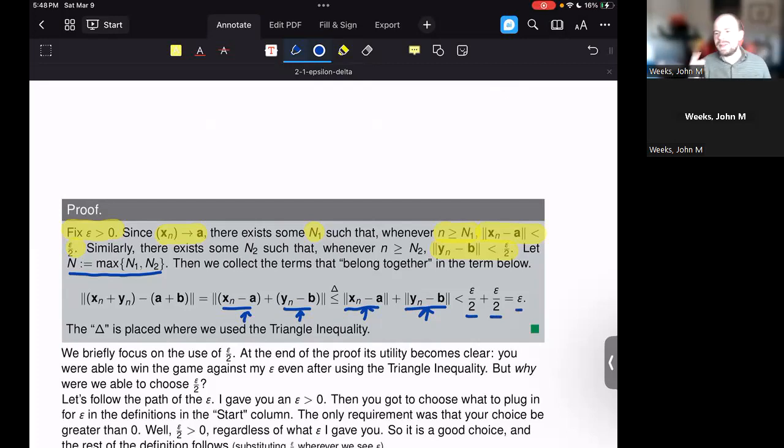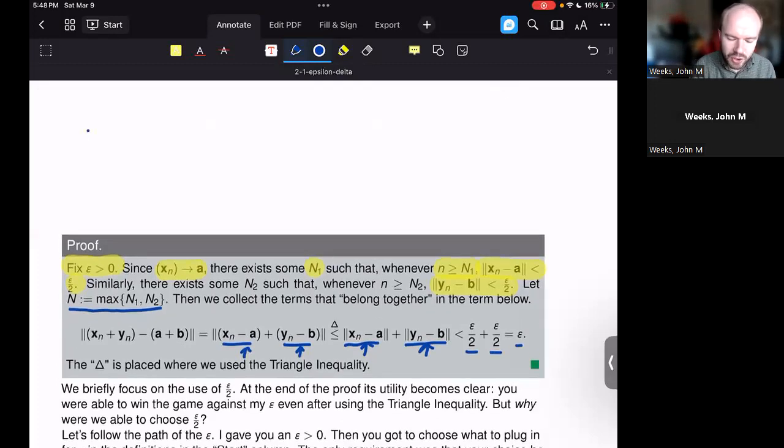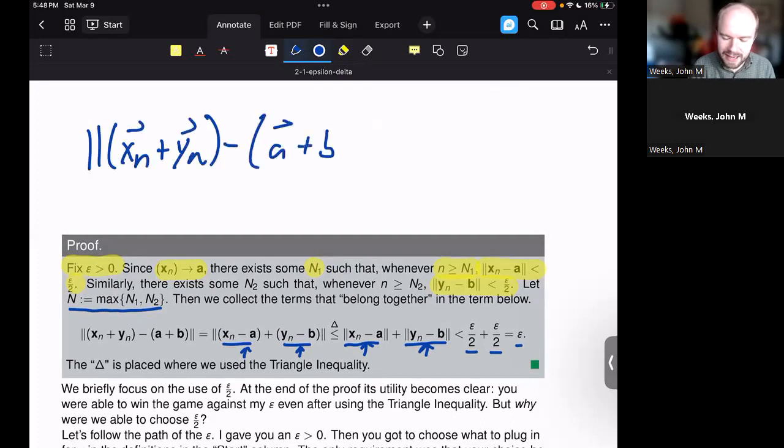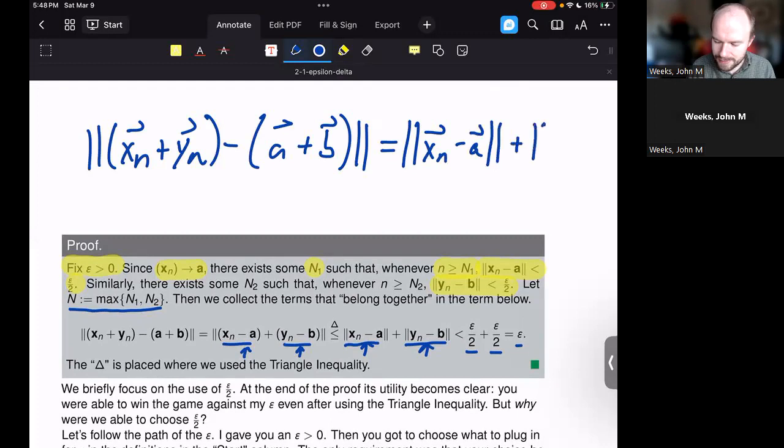So you can see a little bit of maybe a backwards approach that I wanted to take. Maybe in my scratch work, the way that I was starting this was I was taking something like x sub n plus y sub n and looking at minus a plus b and saying, can I get this mathematical expression to look similar to things that I know are true? So something I can do here is to take x sub n minus a and y sub n minus b and try and get them together like this.